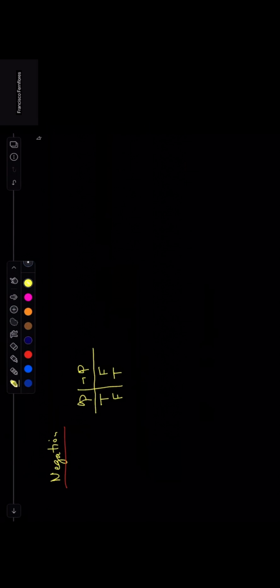So if P is true, neg P is false. If P is false, then neg P is true. And that, believe it or not, completely specifies what we mean by neg P. And you can think of very simple examples to convince yourself, and I encourage you to do that. Let's move on to the next one, which is conjunction.